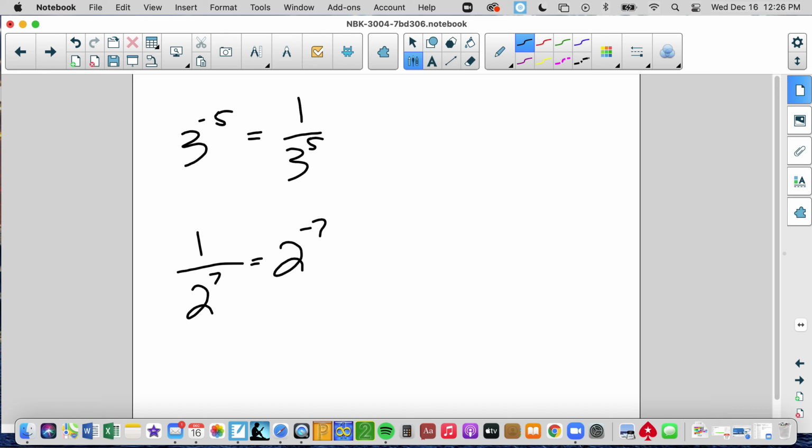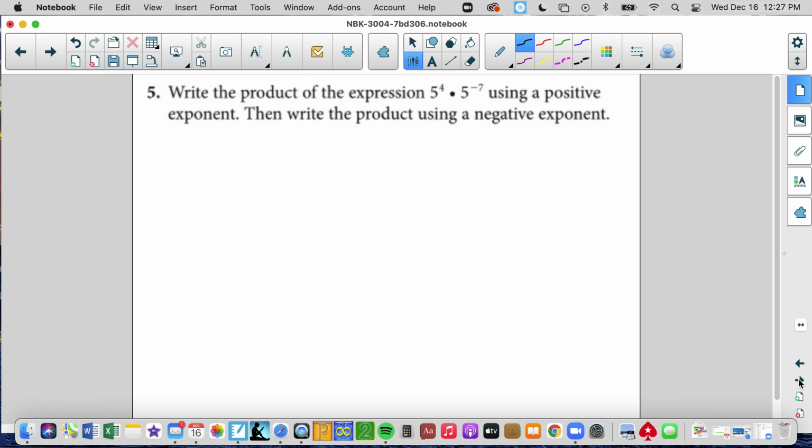Here's the tricky one. What if I have 1 over 3 to the negative 6? What would that be equal to? 3 to the 6th. Good. Okay, that's a tricky one because you have a negative exponent in the denominator. So just some other examples for you to ponder.